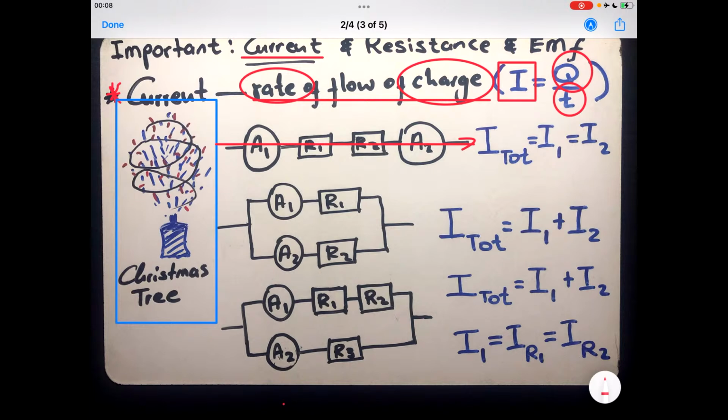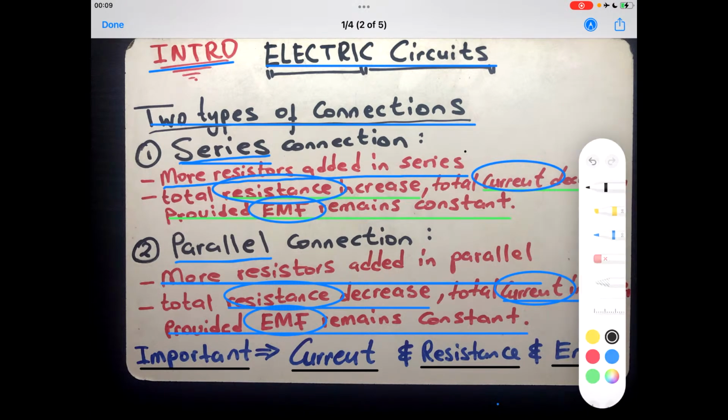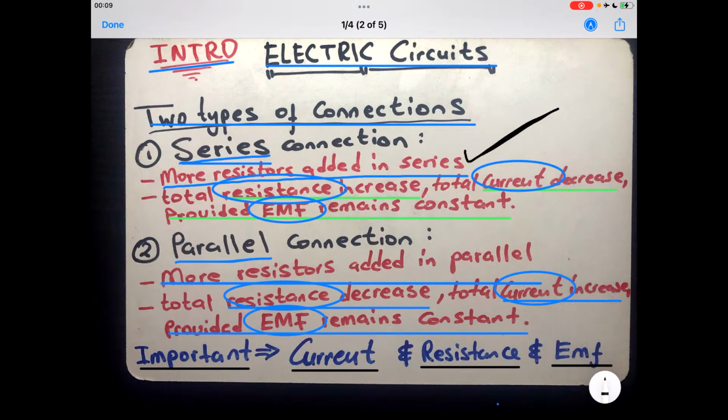You might realize that the current passing through there is the same as the current passing through there, and through there, and through there. Meaning the total current passing through that type of connection, which is a series connection. This is where we might need to refer to that statement: more resistors connected in series. That's when we talk about a series connection.